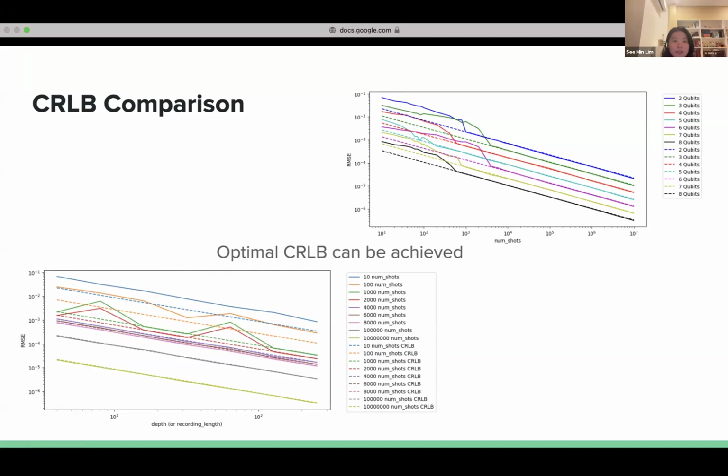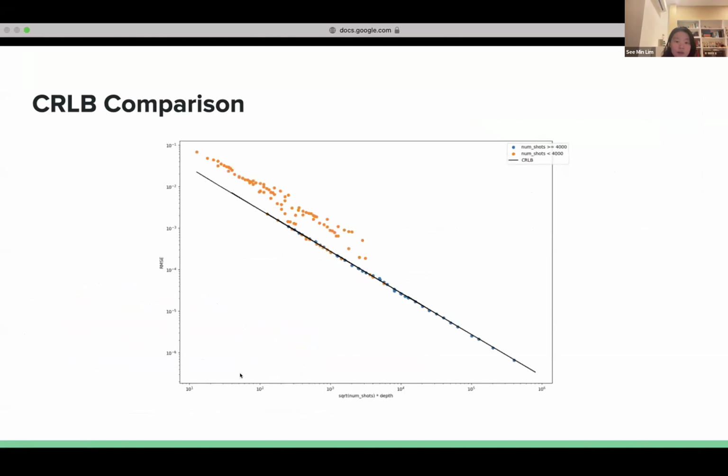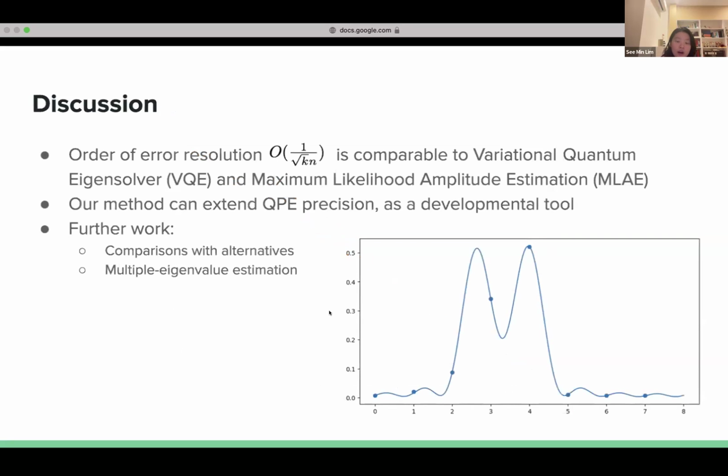We can also see this more clearly in this graph, where it's plotted against the Heisenberg limit resolution. We can see that it follows this Heisenberg limit and it lies on the CRLB, the black line over here, as long as the number of shots is at least 4,000. And 4,000 isn't actually that much compared to 2,048, which is quite a common number to use. So this is our discussion.